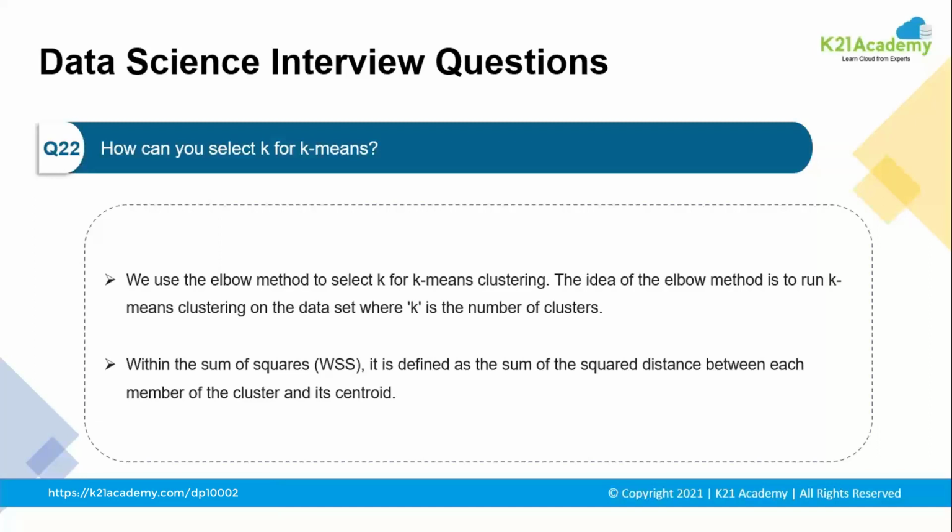You can use the elbow method to predict the number of Ks, or the other one is the WSS method, that is the within-cluster sum of squares method. This basically tells us the distance between each member and the centroid of its cluster.